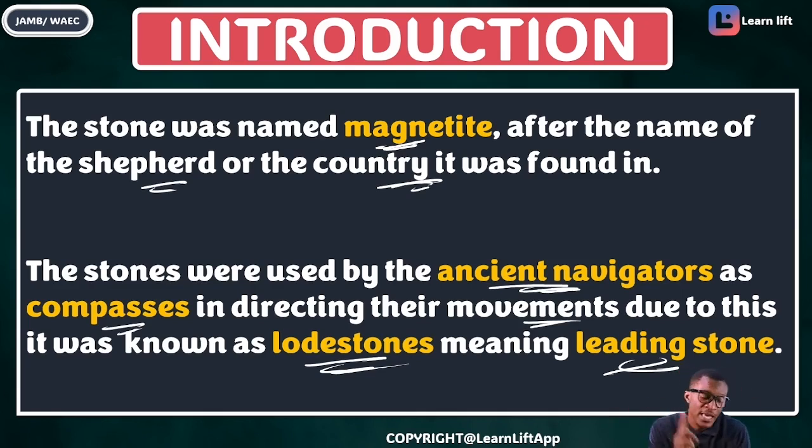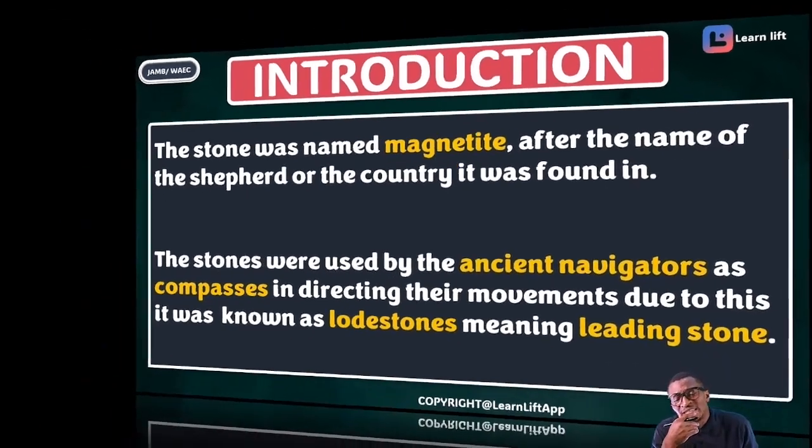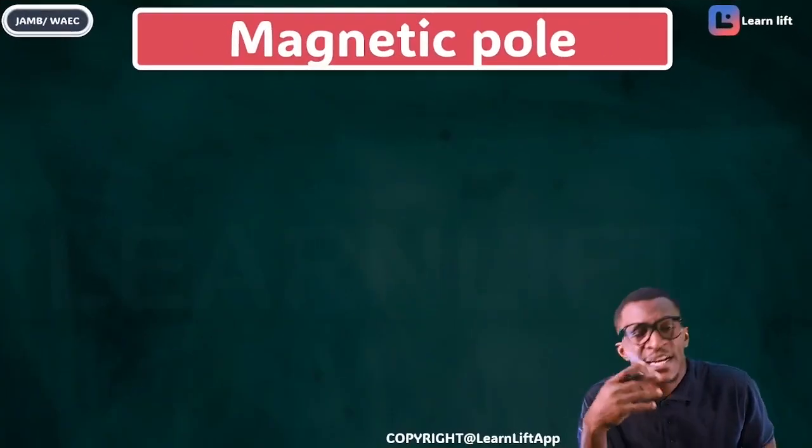Let me say that again. A man known as Manganese in a city known as Magnesia in Greece was trying to fend for his sheep. He observed that his rod and shoe were attracted to a block, which they now call what? Magnetite. And because it was used for direction, they now call it what? Lodestone, meaning leading stone. Please, do you understand the short history of magnetism? Now, if you say you understand that, let's now talk about magnetic poles.